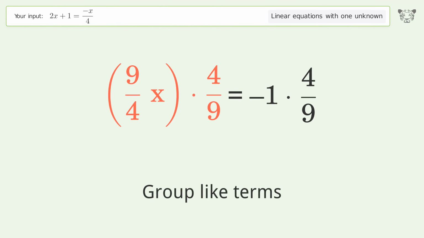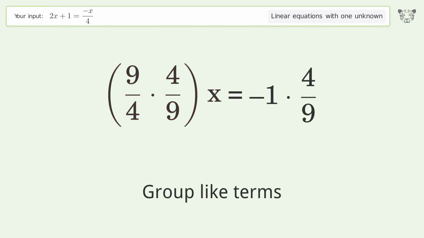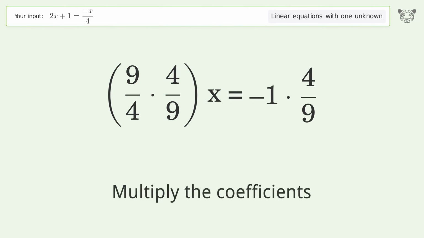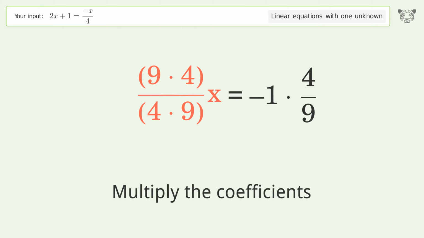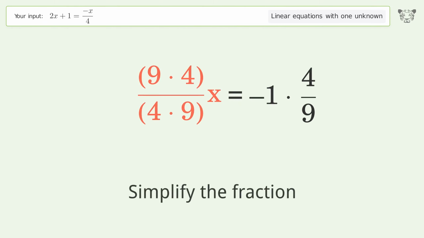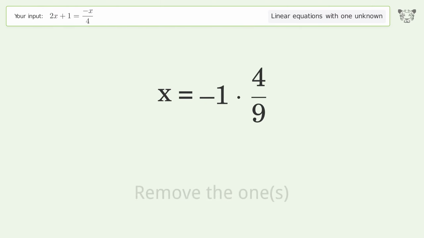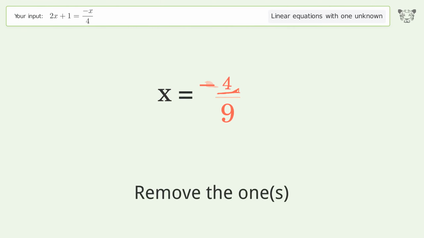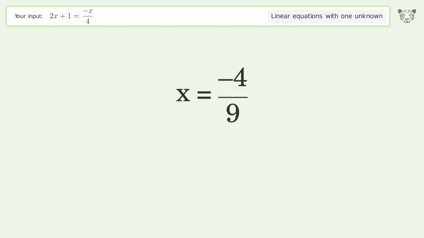Group like terms. Multiply the coefficients. Simplify the fraction. Remove the ones. And so the final result is x equals -4/9.